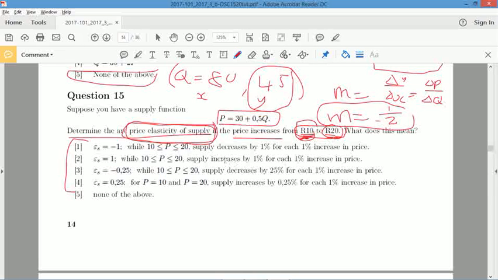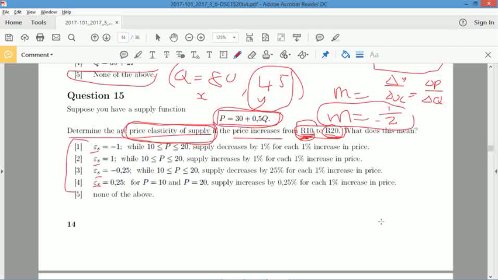more. Okay, so if I'm looking at the actual function, which is P equals 30 plus 0.5 Q, they said here ES, while P is between 10 and 20, supply decreases by 1% for each 1% increase in price. Supply decreases by 25% for each 1% increase in price, or supply increases by 0.5% for 1% increase in price. So they're looking at the change in supply.